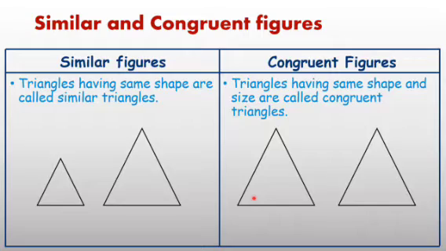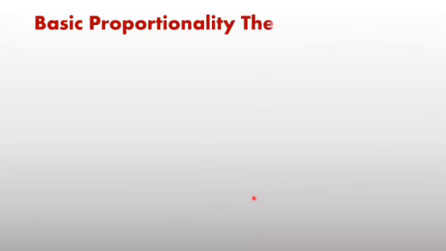Now the main theorem of this chapter, basic proportionality theorem. In short form BPT, or it is also known as Thales theorem, because the statement of this theorem was first given by Thales. That is the name of a mathematician.